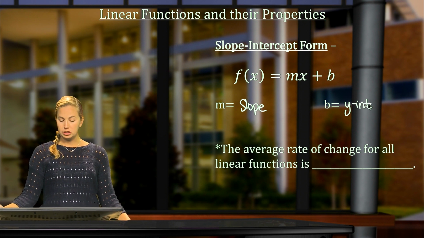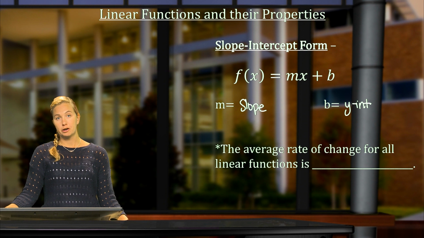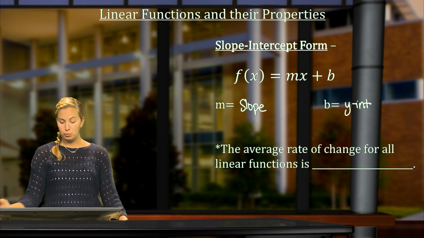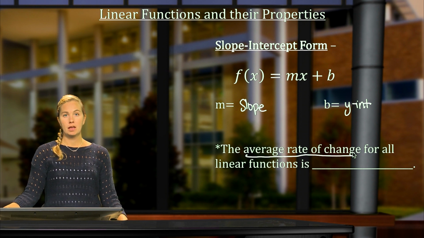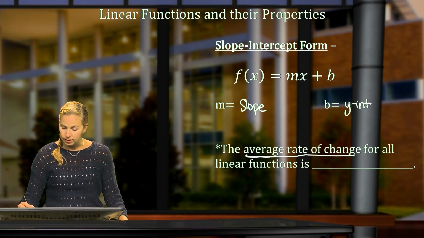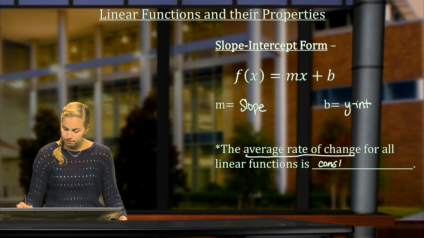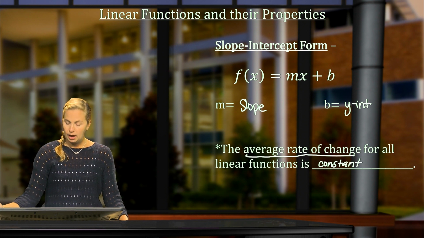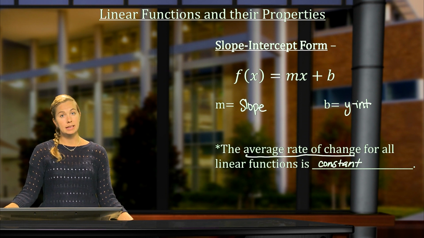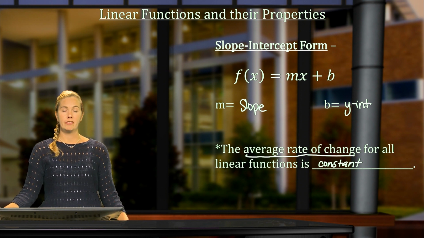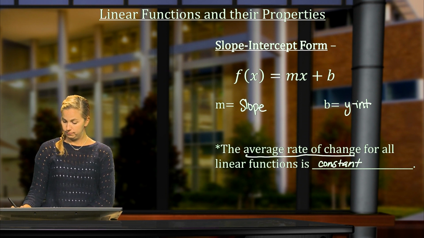Now, what's special about a linear function is that your slope, which is also our average rate of change, if you remember from our previous lessons, is always the same. So we say that it is constant. And this is one way that we can verify that a certain data set is linear, by checking to make sure that we have a constant rate of change.